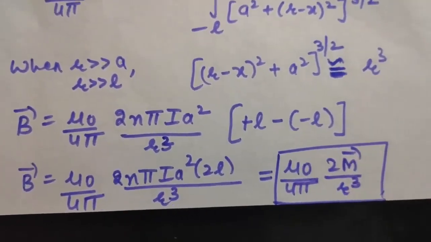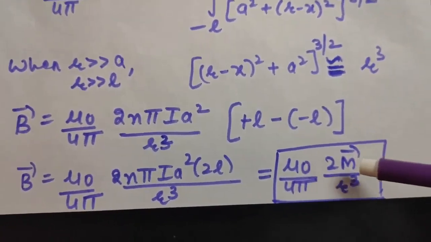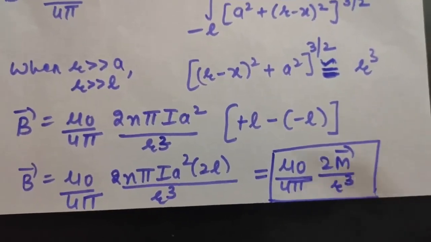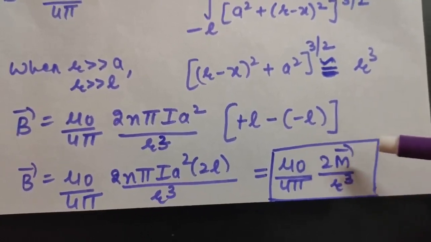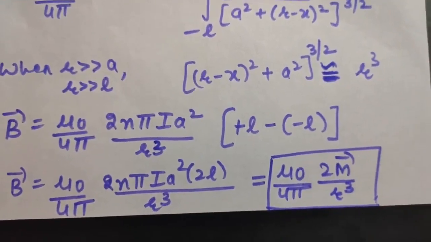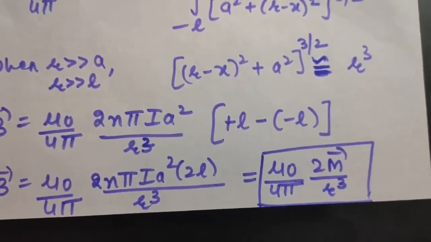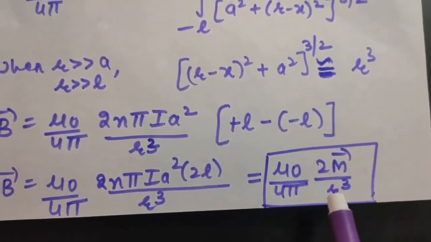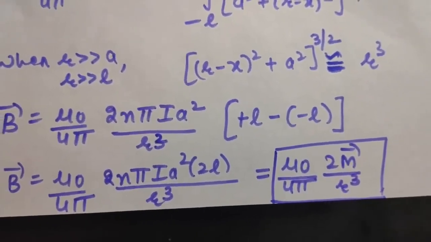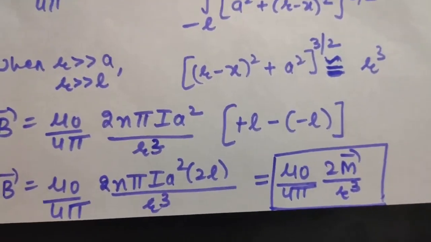From this we can see this is the same value as we have obtained on the axial line of a magnet. So we can say the solenoid and magnet are equivalent to each other when we talk about the axis. As we can see, the formula is coming to be same. So from this we can conclude the bar magnet is equivalent to solenoid.